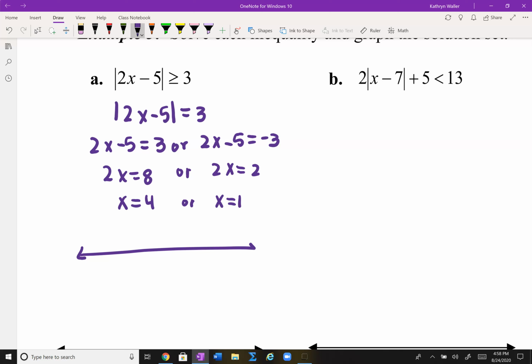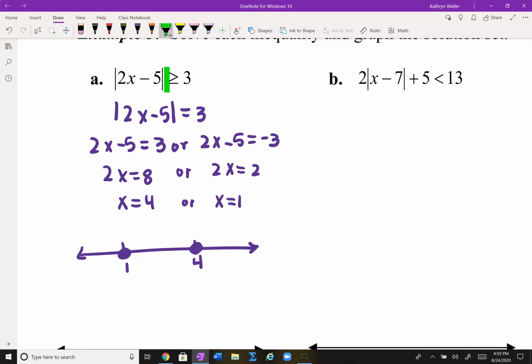Go to your number line. I know you have a number line down there. I'm going to do mine here. So 1 is there, 4 is there. You do have an equal sign now, so your circle is going to be closed. Make it very clear that it's closed.